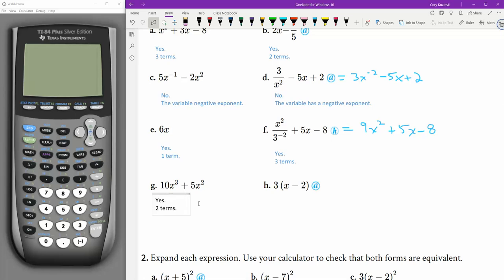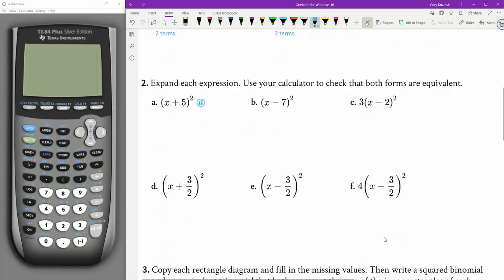It has 2 terms. It is a cubic binomial. Cubic because of that third power. Its terms are 10x cubed and 5x squared. This is a polynomial. It has 2 terms. I'm going to rewrite it to show you those 2 terms. They are 3x and negative 6 when we use the distributive property.